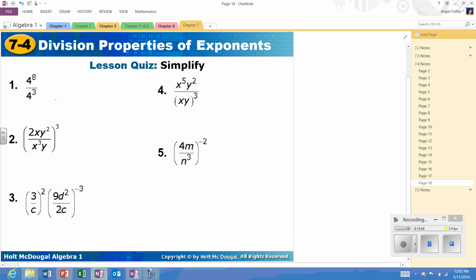Okay, sorry about that. So we're going to subtract our exponents. So 8 minus 3 is 5, so we have 4 to the 5th. Here I'm going to distribute first, so I get 8 to the 5th, y to the 2nd, over x to the 3rd, y to the 3rd. Now I can subtract these, so I get x to the 2nd on top and y on the bottom, because there's only the difference of 1 and there's more on the bottom.